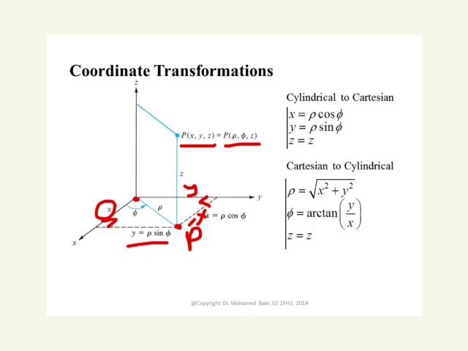So we can convert any function of x, y, and z into a function of rho, phi, and z by using these transformations. Or we can convert a function of rho, phi, and z into a function of x, y, and z. You can do it in both directions.